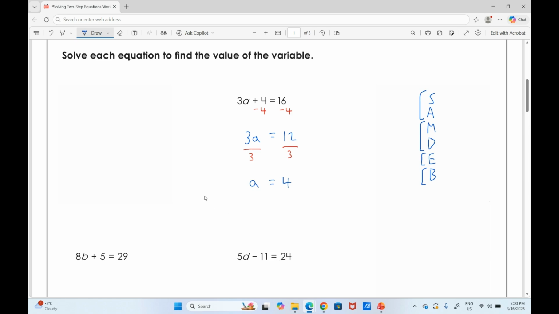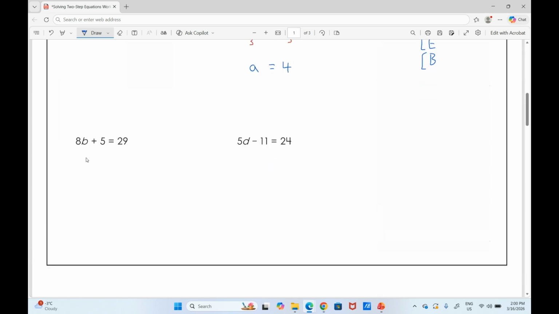And again, if I were to mark this out of 2 marks, I would give you 1 mark for reaching 3a equals 12 and the full mark for getting a equals 4, because you have to use 2 steps. Notice I did 2 steps here. Take away 4 from both sides, that's 1 step. Then I divided by 3 on both sides, that's the second step in order to get my final answer. So now let's go over some more examples.